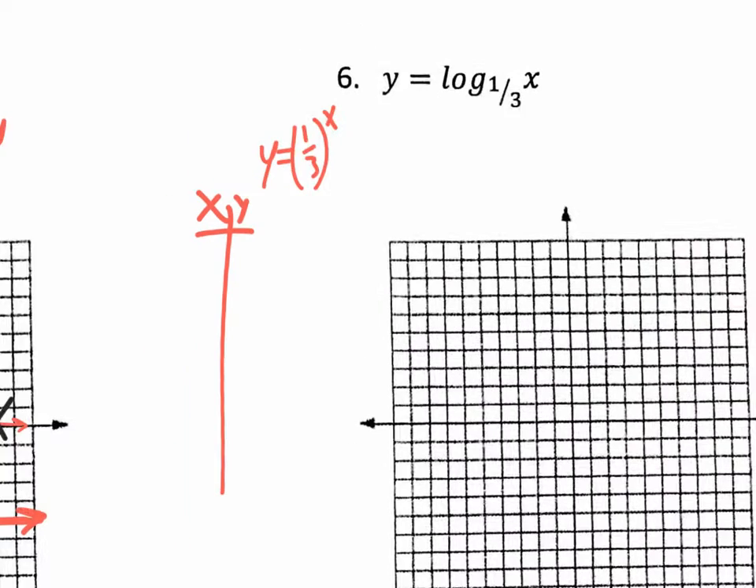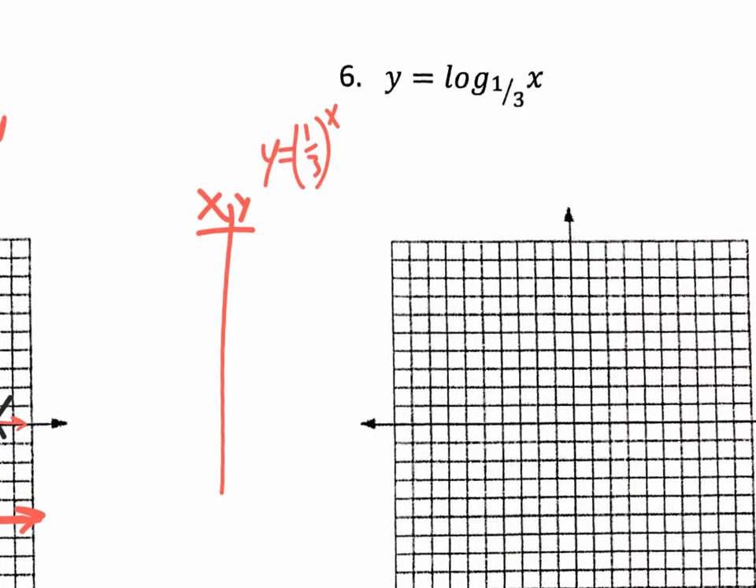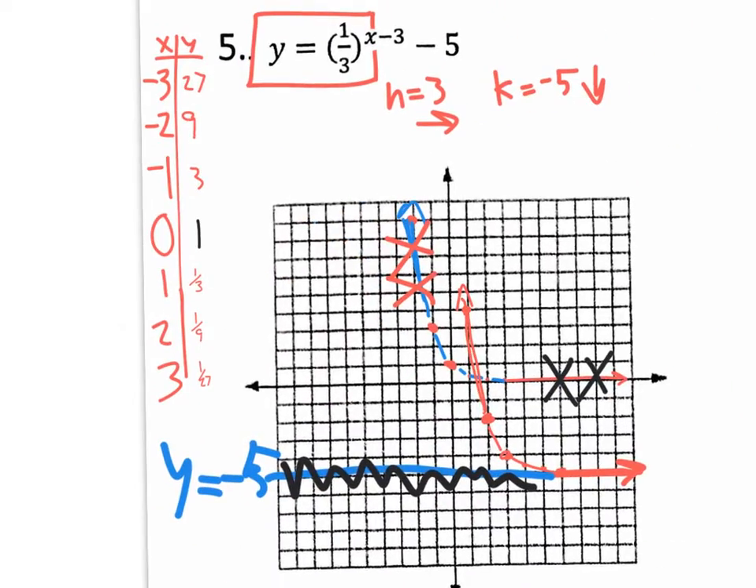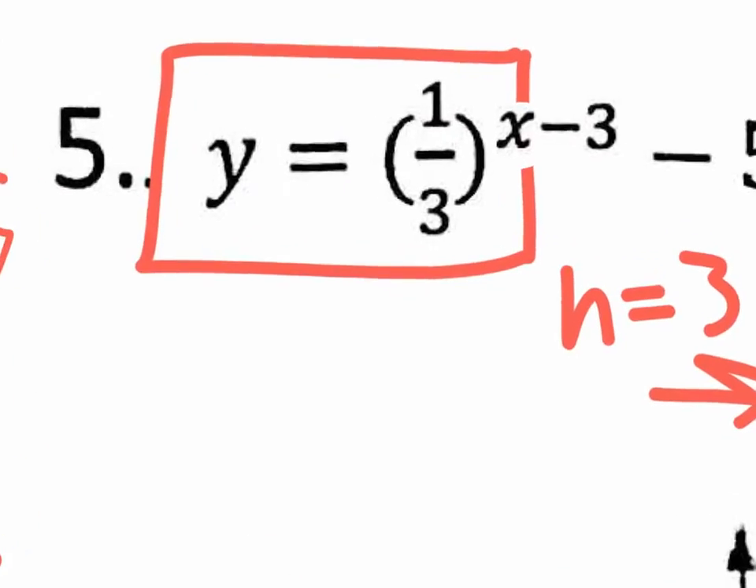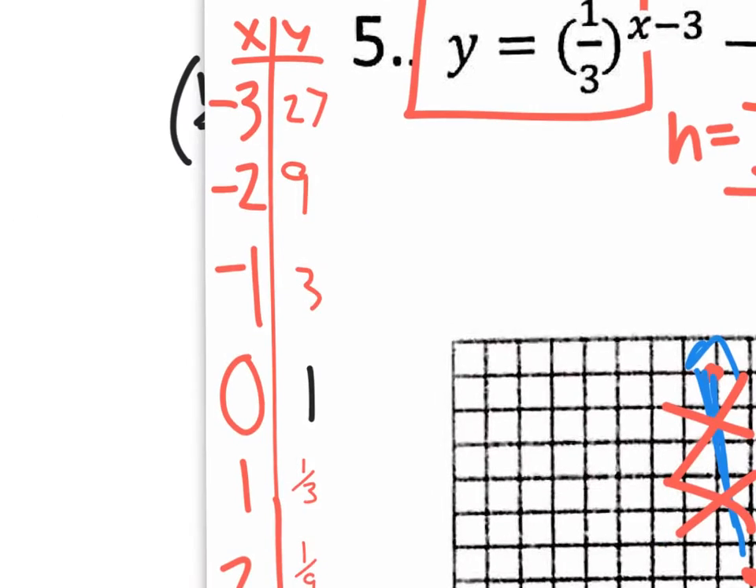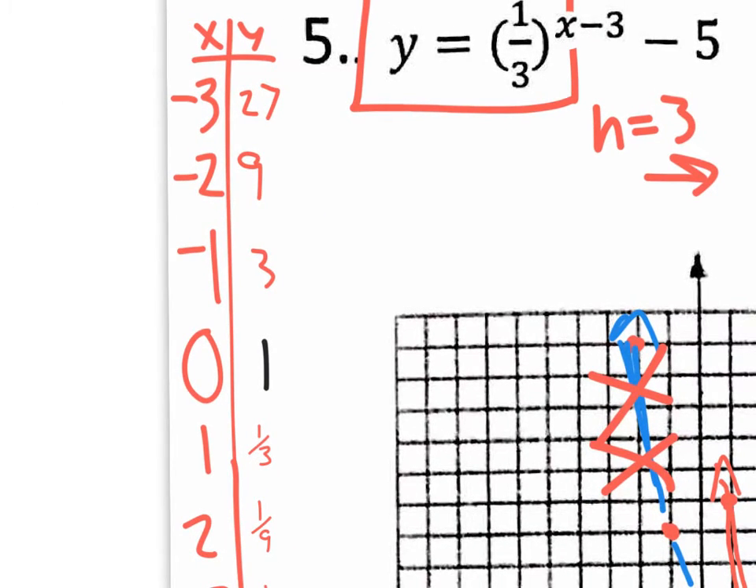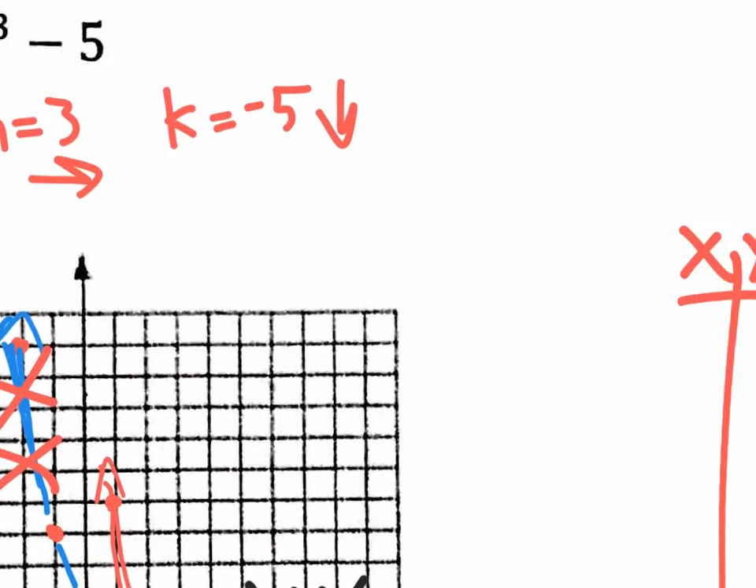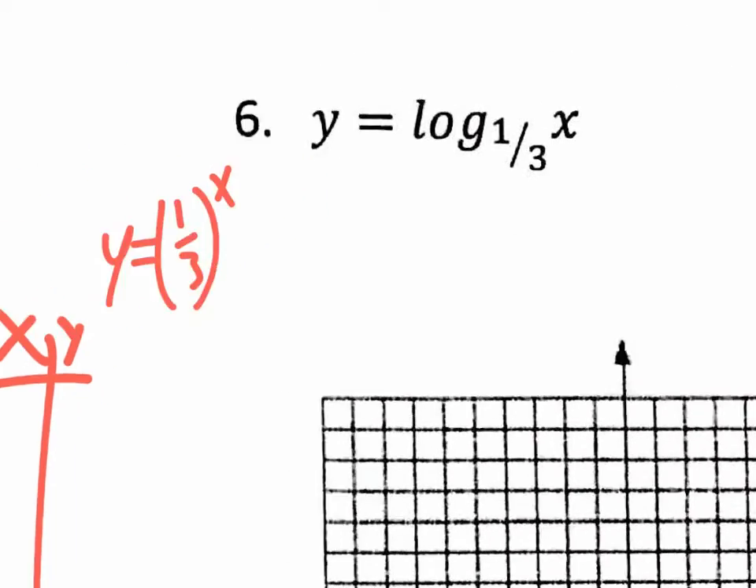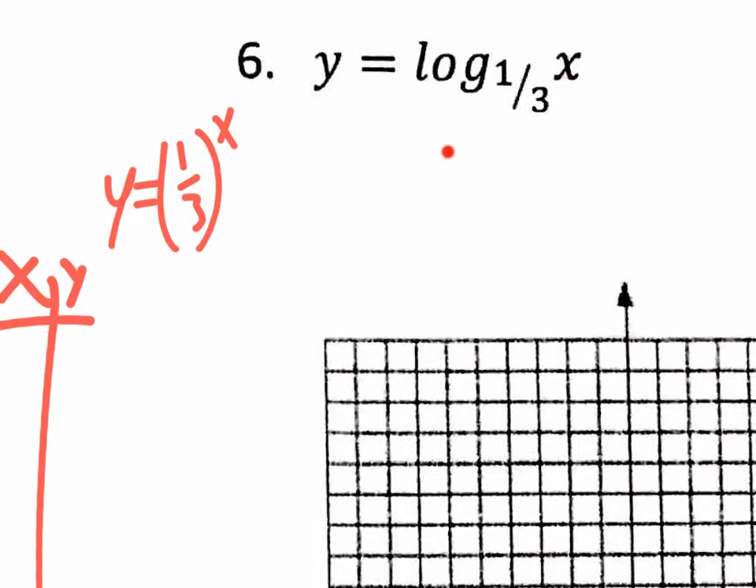And as a matter of fact, you already found the coordinates of y equals base 1/3 to the x. You found that over here. You did that right here by ignoring h and k. So you found those coordinates already. So you have those coordinates right here. You agree? So we actually have the coordinates of this, which is really the inverse of this.